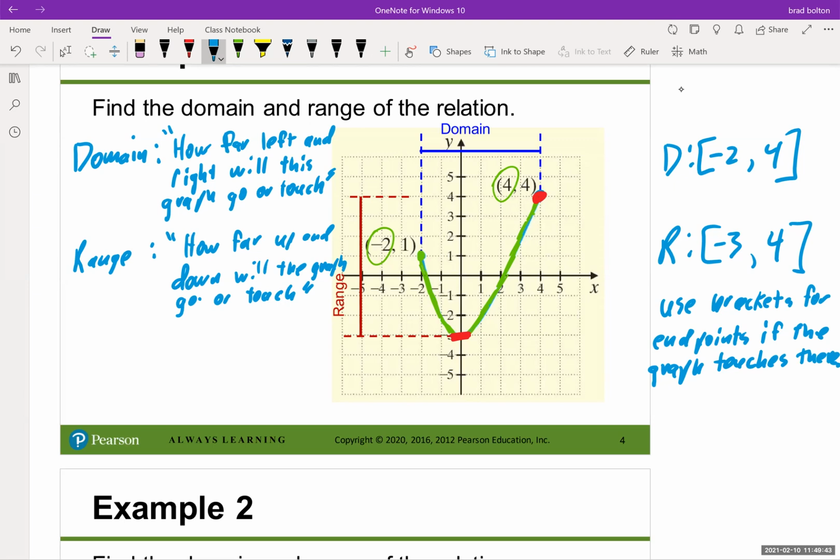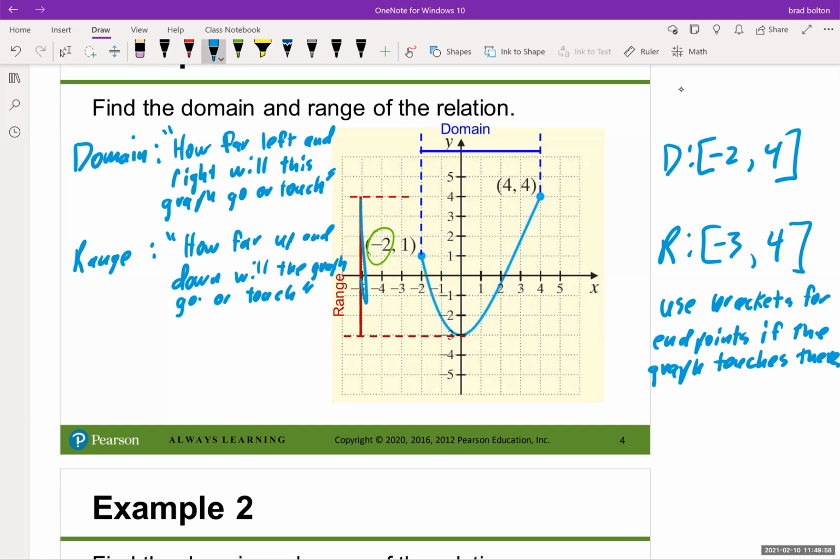However, you use parentheses if the graph doesn't quite make it. So a lot of times they'll do this, you guys, you'll see it in another graph we do. It'll do like an open circle here and an open circle here. And then we would have used parentheses in this exact same problem. So again, I want to talk to you guys about it.